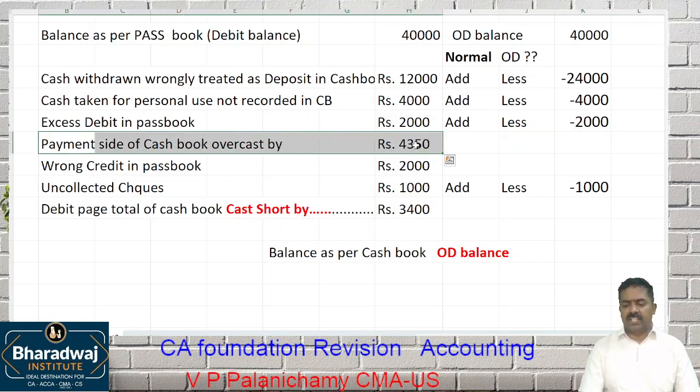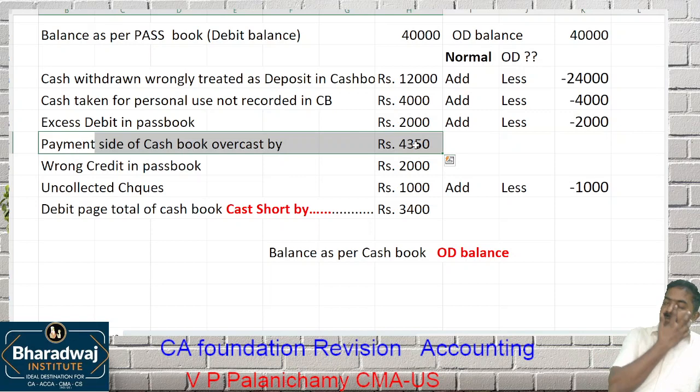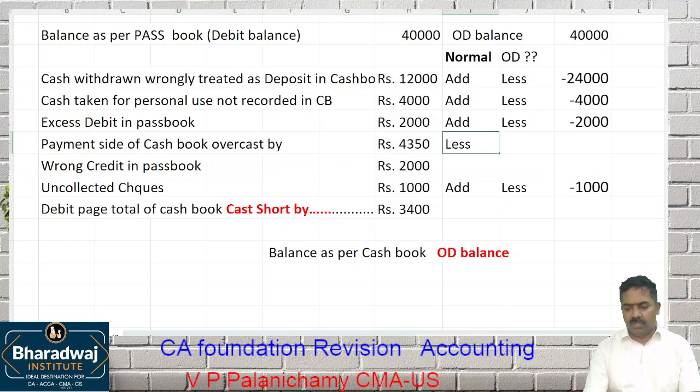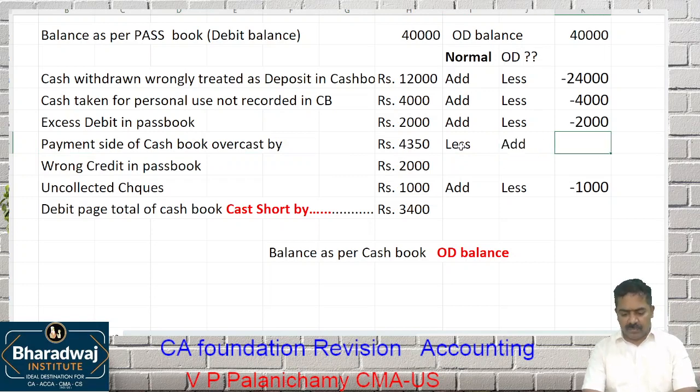Payment side of the cash book. In the cash book, on the payment side, they put more amount. Because of that, what would have happened? The customer on the payment side has put more amount. In the cash book, the balance will be low. We should also reduce it in the passbook. Since OD is a starting point, add 4,350.